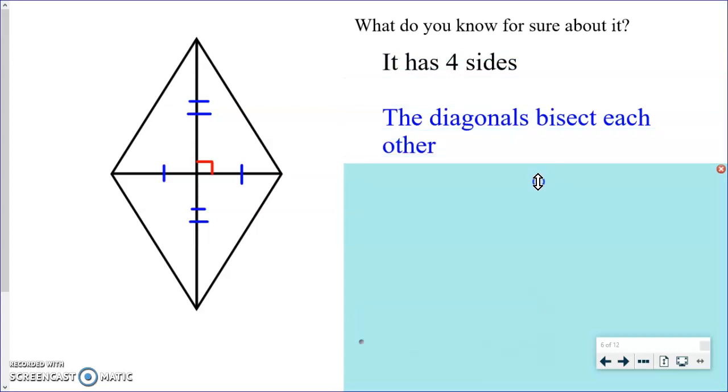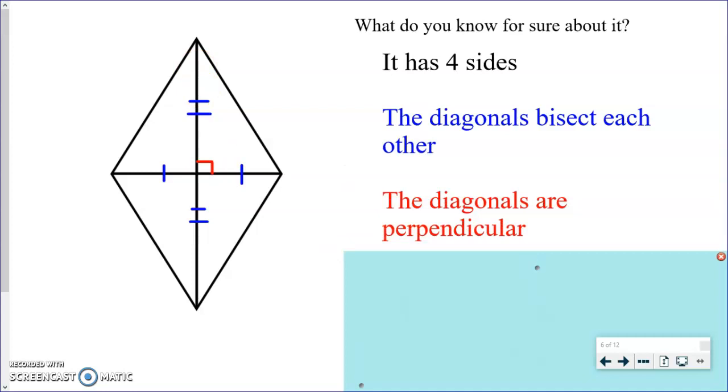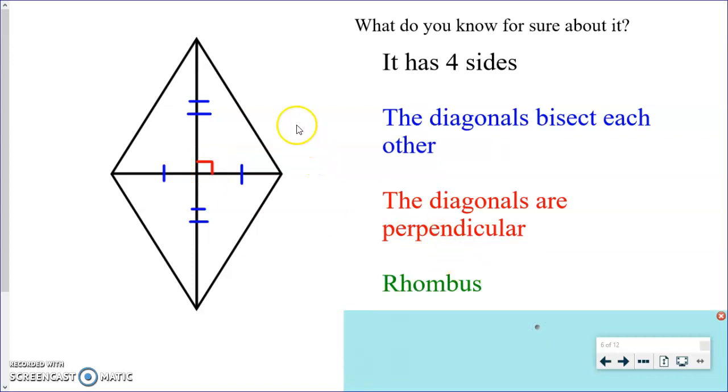So it does have four sides. The diagonals bisect each other. Just knowing that would mean it's definitely a parallelogram. But we've also got this right angle here. So what does that mean? That's going to mean that the diagonals are perpendicular. So a parallelogram that has diagonals that are perpendicular has got to be a rhombus. Right. So even though there aren't congruence marks on these four sides, since we can prove that it's a rhombus because of these things, that means those sides are going to be congruent.